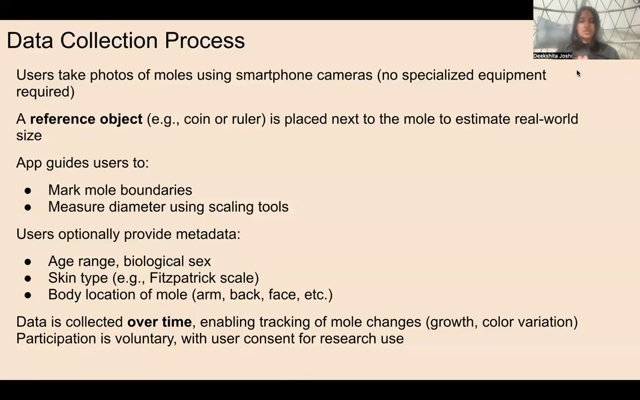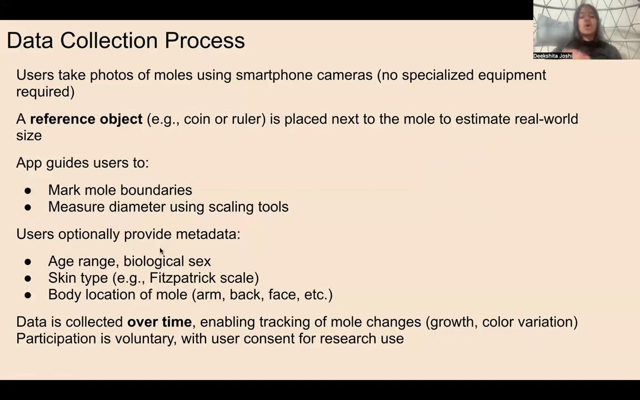And the app guides the users to mark the mole boundaries and measure the diameter using some scaling tools, to see how round it is, like how the diameter goes across. So there's a circle. You probably know what a diameter is. The radius is from a point in the middle of the circle, so the radius is only one line, but the diameter is two lines. I'm pretty sure you guys know this. I'm just trying to make it clear in case you don't know what it is.